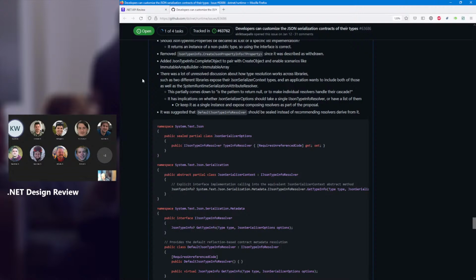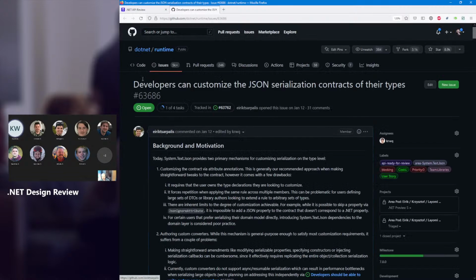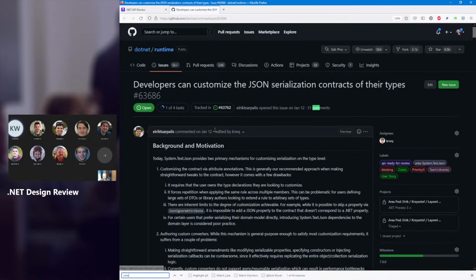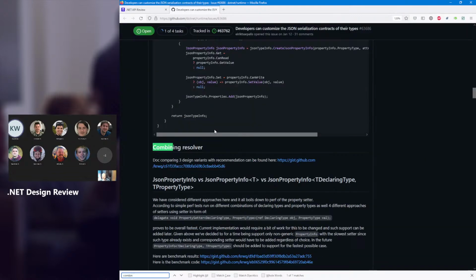Next thing. So the second largest thing on the list you wrote there, Jeremy, was the combination patterns. I believe that was the only blocker here. So I actually added the doc on the top issue. If you search for something with the combining resolvers. Oh, I mistyped that. It should be combining resolvers.